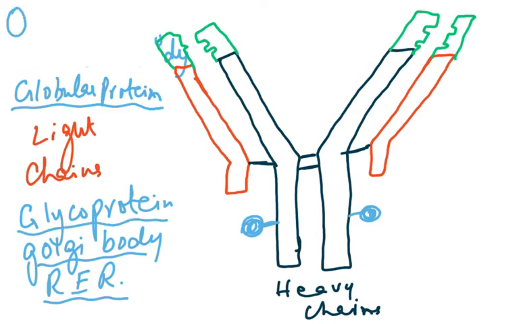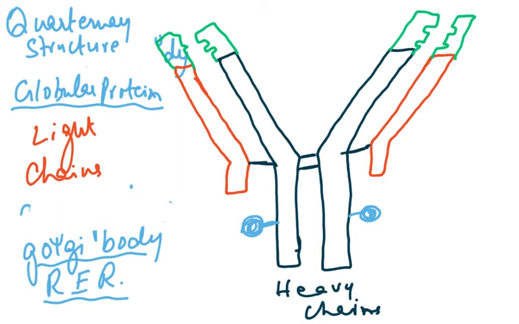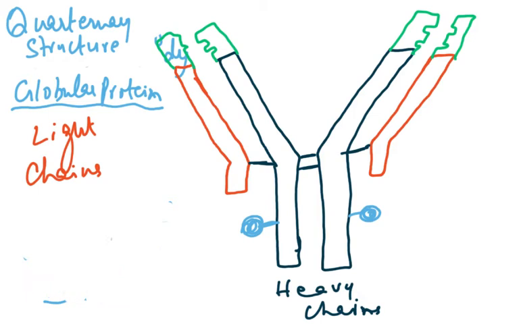And it also has a quaternary structure, and it is made up of four polypeptide chains. So what we need to understand is that, number one, it's a globular protein. Number two, it's got a quaternary structure. And it is made up of four polypeptide chains. Please remember, you're going to very soon compare it with hemoglobin.